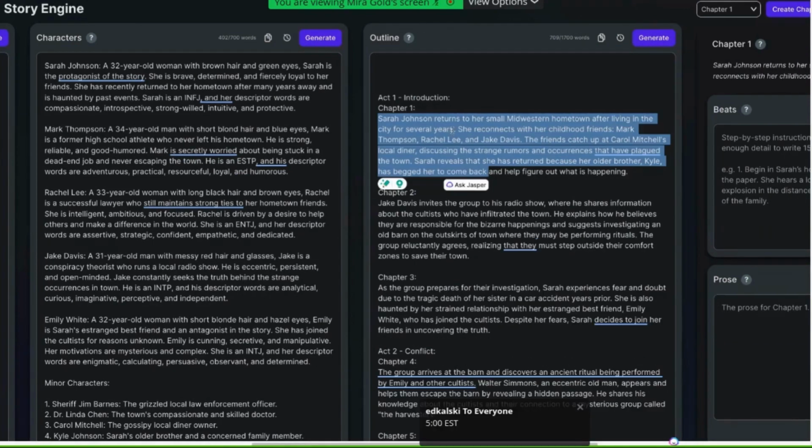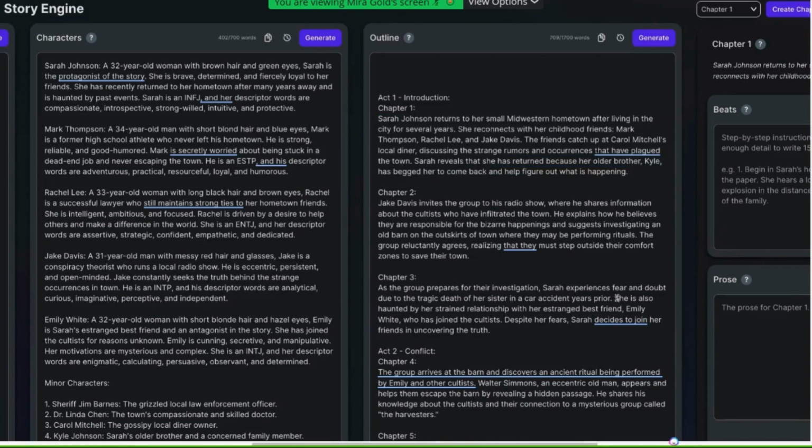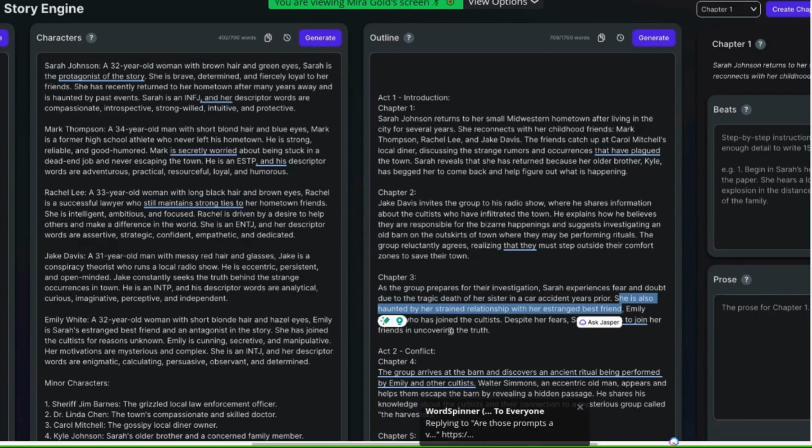So taking a look at my outline, I would have taken it into ChatGPT, or I would have asked for that evaluation. I would have made sure that it was iron tight. I would have made sure that there was nothing vague in here. So vague, this right here: she is also haunted by her strained relationship with her estranged best friend. Well, why are they estranged? I don't know. Does the AI know? The AI probably doesn't know that either.